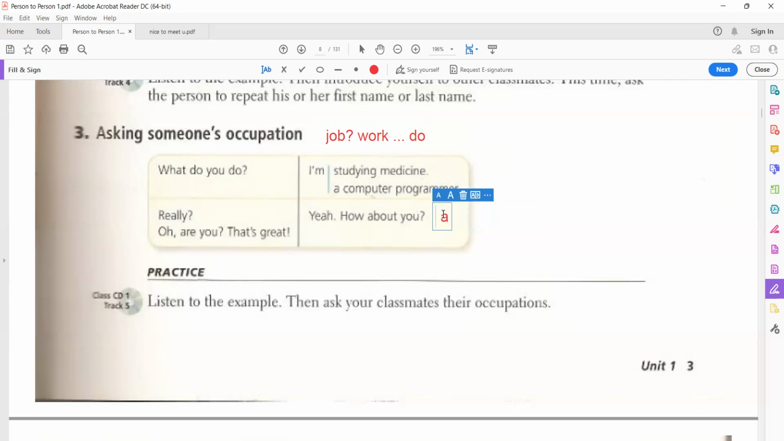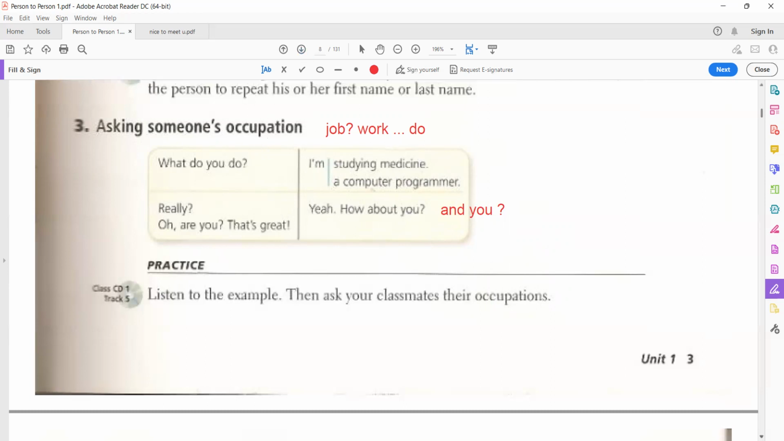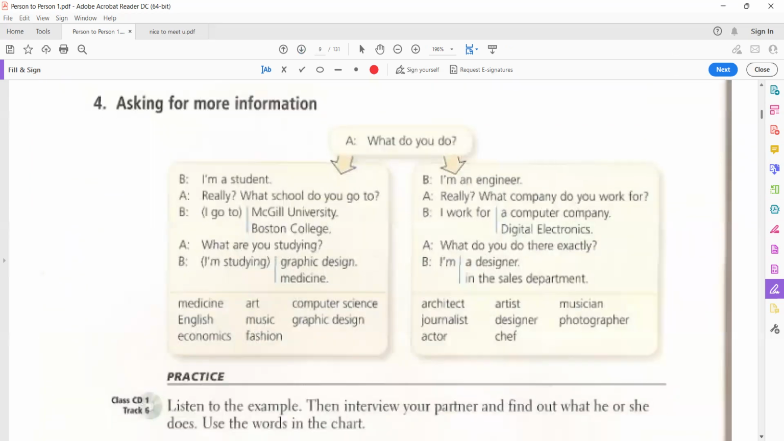How about you means and you. So instead of saying and you, you can just say, how about you? That means, and you, what do you do? Like, what do you do? What's your work? Or what's your job?